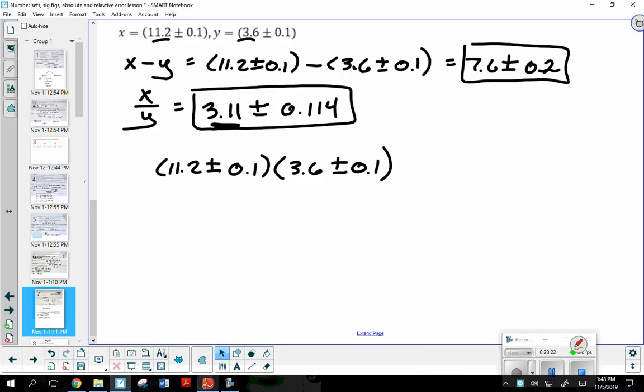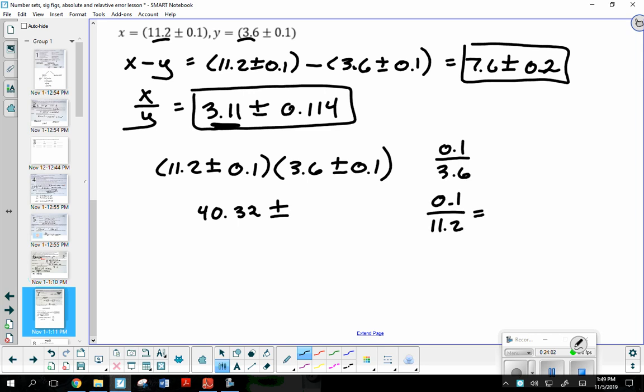All right, so 40.32. Now here's what's really nice. That is already half your answer. You've already performed the operation on the exact values. Now we just need to figure out what the error is if I were to multiply. Is everybody still with me? Well, how do I do that? We take the absolute error and divide by the exact value to get the relative error. So for each of these, I'm going to take the 0.1 divided by 3.6, and the 0.1 divided by the 11.2.